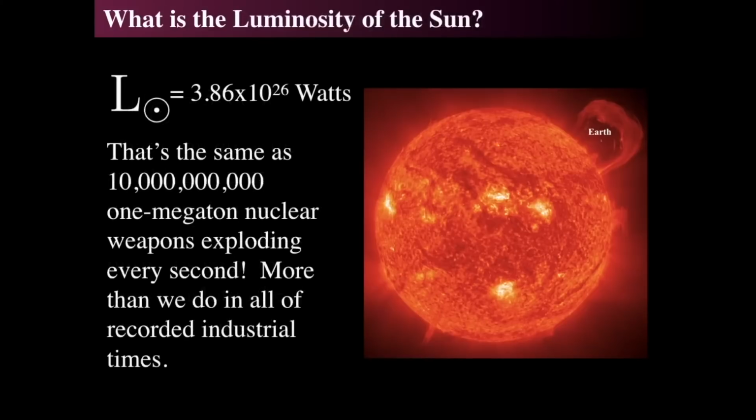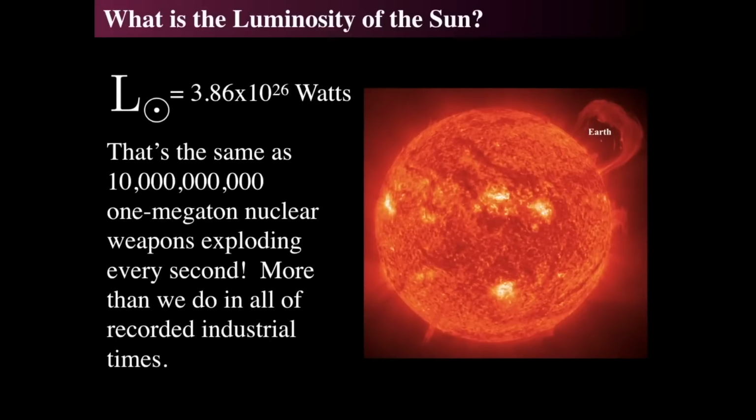All right. Then we say, well, if it's hot, what is the energy output? And the energy output is what we call luminosity. Luminosity of the sun, L sub sun, is a standard that we'll see all throughout an entire astronomy course. It's about 4 times 10 to the 26th watts, and that's the same as 10 billion 1 megaton nuclear weapons exploding every second.